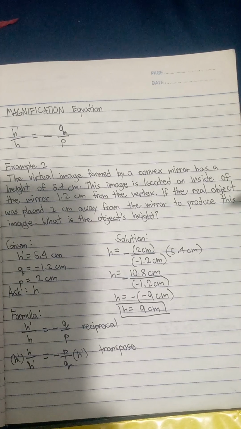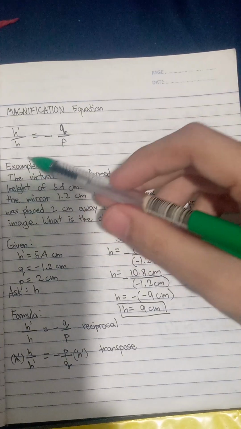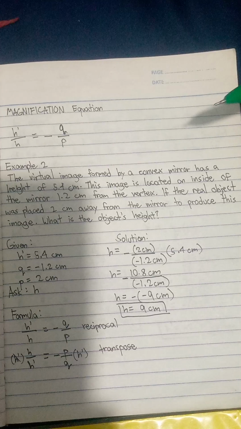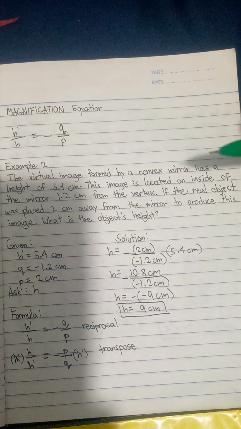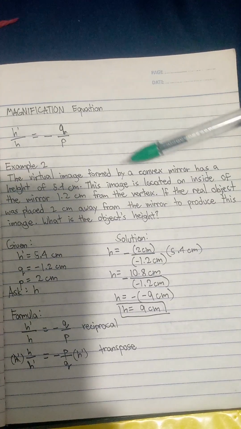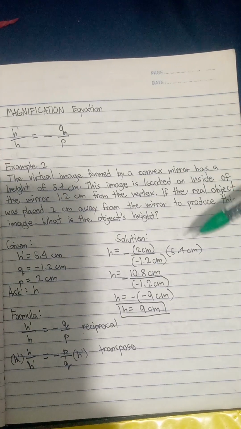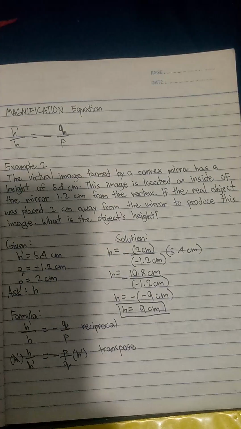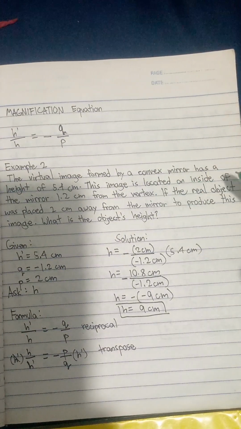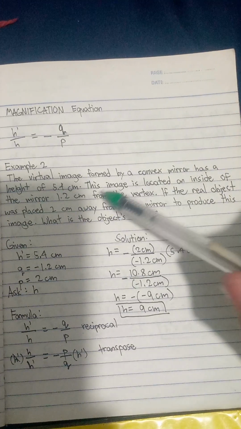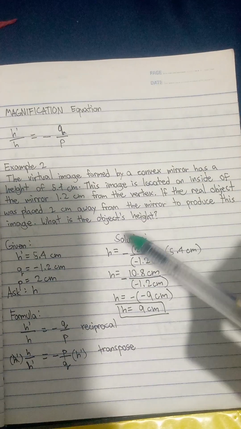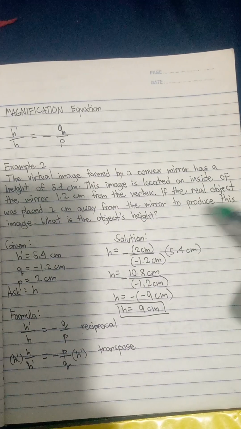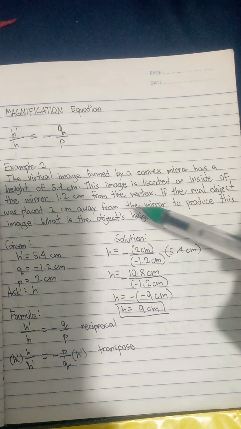Now let us learn about the magnification equation, where the formula is h apostrophe over h is equal to negative q over p. To learn how to solve using this equation, let us look at a problem. Example 2. The virtual image formed by a convex mirror has a height of 5.4 centimeters. This image is located inside of the mirror, 1.2 centimeters from the vertex. If the real object was placed 2 centimeters away from the mirror to produce this image, what is the object's height?